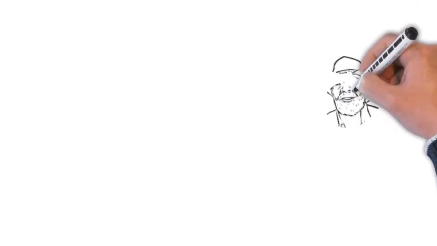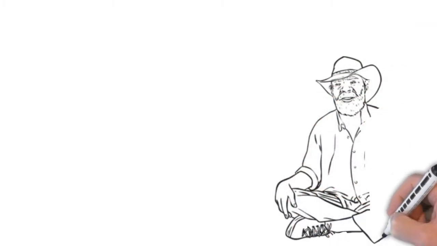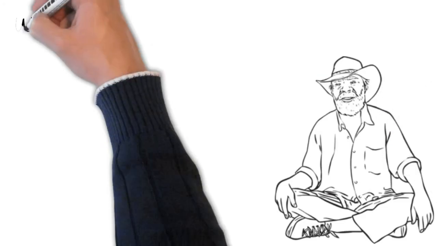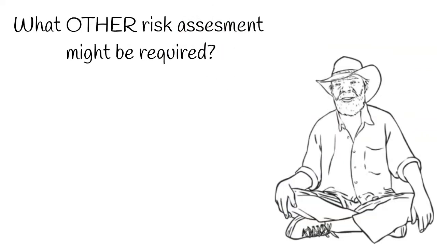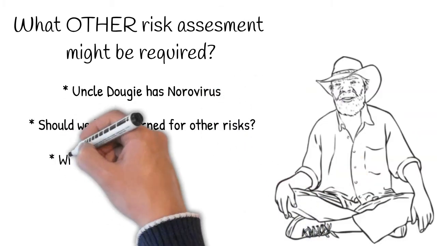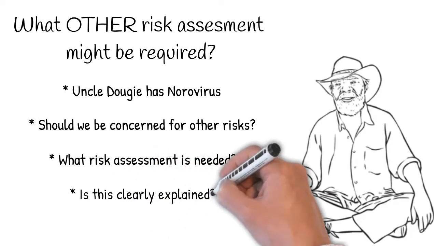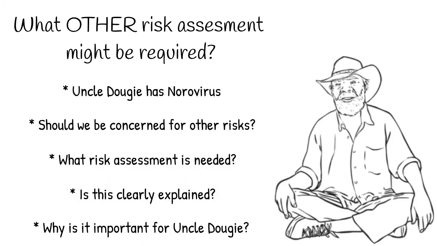Lastly, a discussion is needed in relation to another risk assessment needed for Uncle Dougie. We've already mentioned risk to the elderly, so what risk assessments might be required? With Uncle Dougie having norovirus, we should probably be concerned with other risks. So what assessments are needed? Remember to clearly explain why this assessment is needed and why it's important to Uncle Dougie and his nursing care.